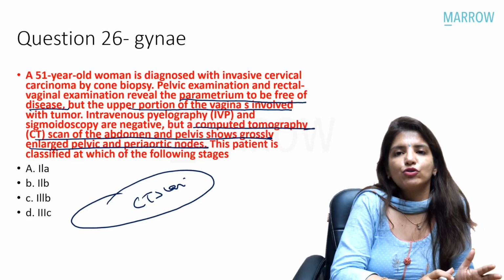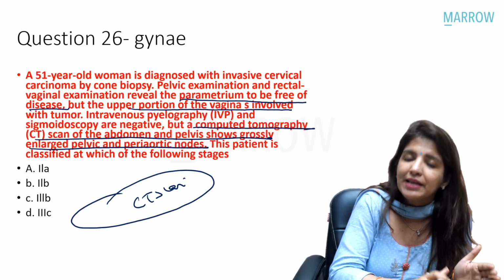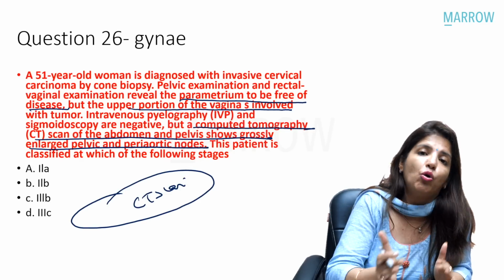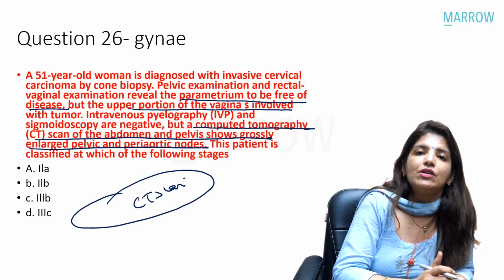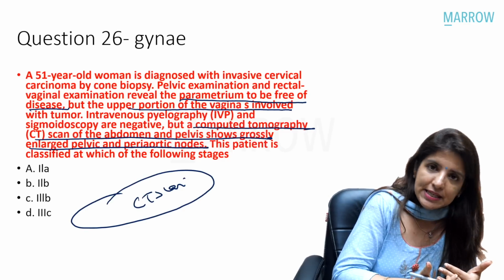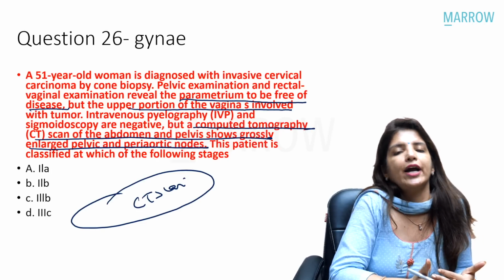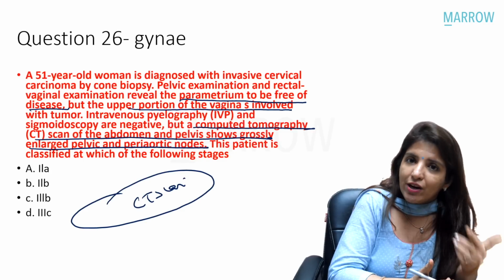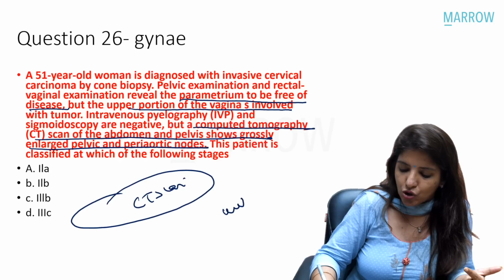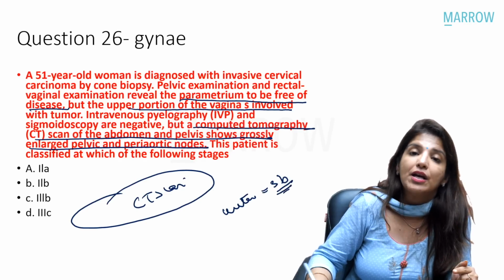Apart from this, you have to remember that in stage 3B, along with the pelvic side wall, if ureter involvement or kidney involvement is seen, so if there is hydroureter or hydronephrosis, then you put it in stage 3B. So generally this question would be asked: ureter is involved in which stage? It is involved in stage 3B.